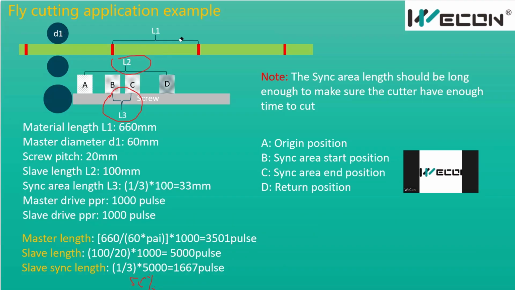Because when the speed of our master is faster and faster, the speed of our slave will also become faster and faster. So it means the time to go through B and C will be less. And if this time is less than the time we need for cutting, it will have a problem. So we may need to reduce the master speed, or we need to add to the length of our L2. Okay, so this point we need to note.